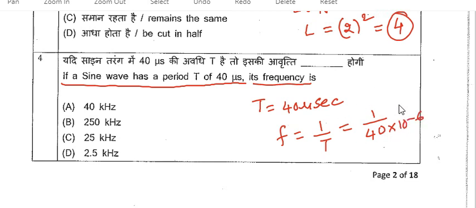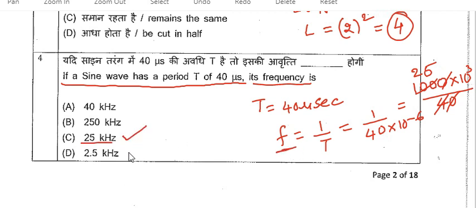Now if we take 10 power 6, I can write it like this: 1000 into 10 power 3, divided by 40. Okay, so the 0 gets canceled, and 4 twos are 8 and 4 fives are 20, so 4 twenty-fives is 100. That means it is 25 kilohertz. The frequency unit is hertz, so we can write it as 25 kilohertz.